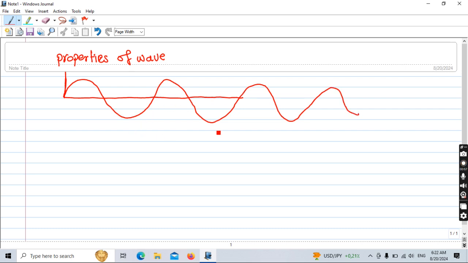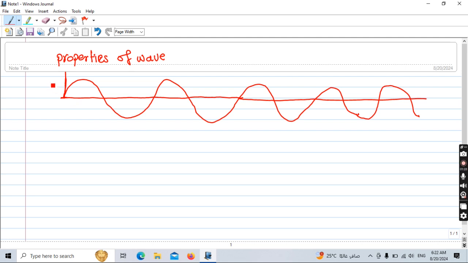Right. So as you know, a wave is a kind of repetitive motion. It is a motion that repeats itself. It goes up and down again and again, right? So there are a couple of things that we would like to define. Amplitude is the maximum displacement from the rest position or the rest line.